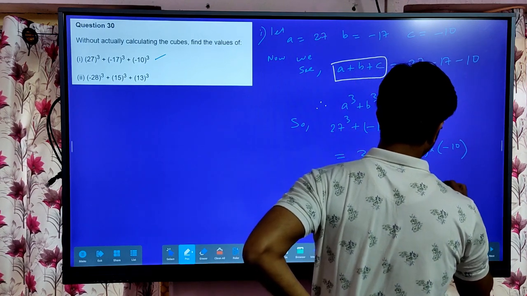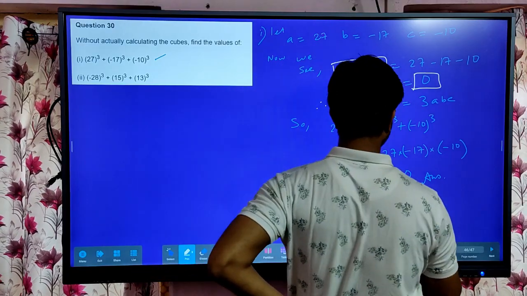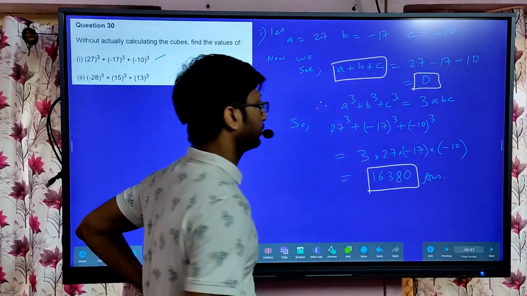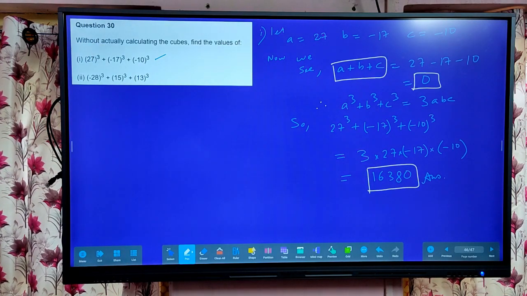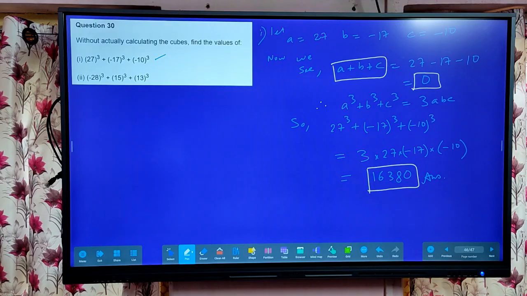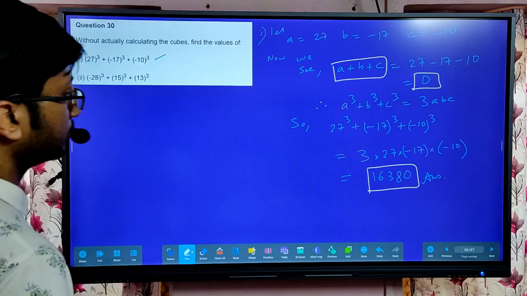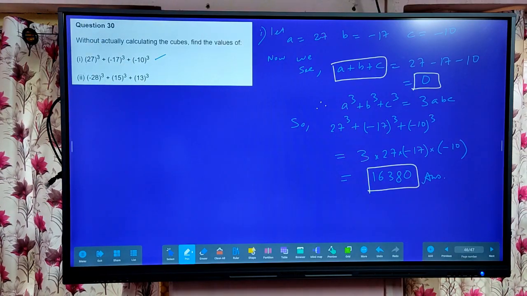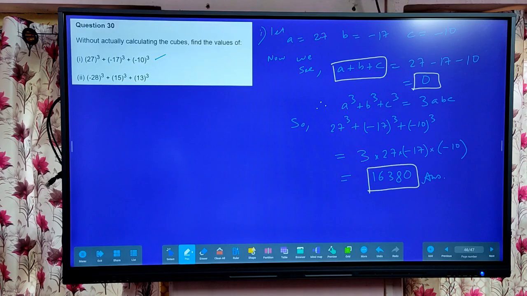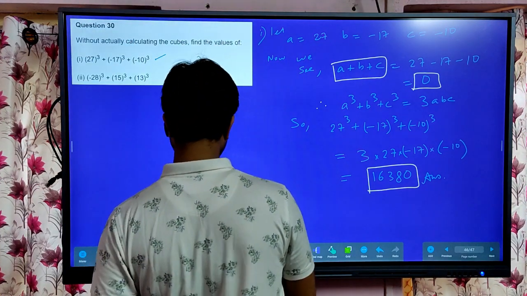Check the answer. No, sorry, it will be 13770. Sorry, just a minute. If you do the multiplication, it will be 13770. 3 into 27 into minus 17 into minus 10 is 13770.